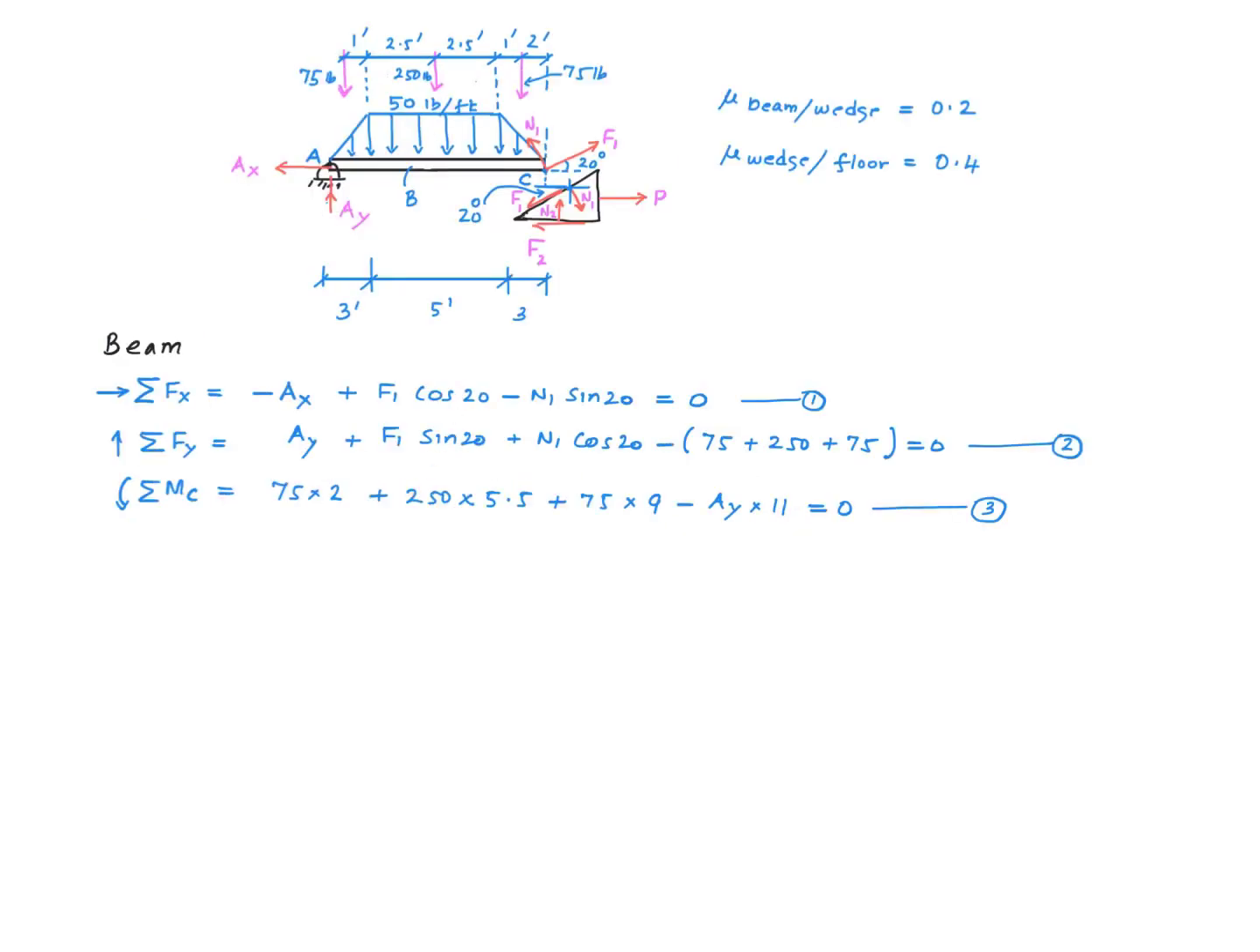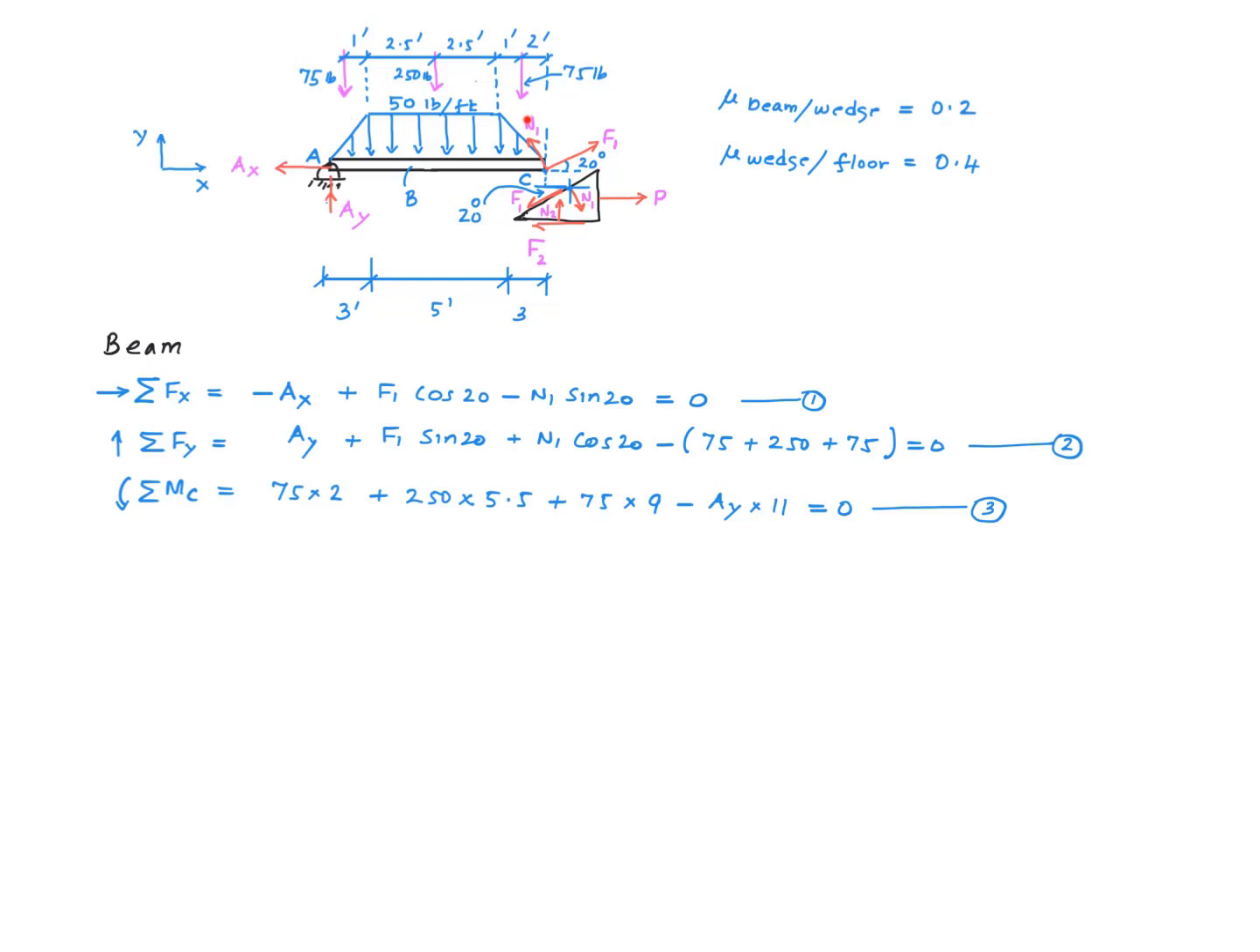Here are the equilibrium equations associated with the beam, 2 force equations and a moment equation. In equation 1, we sum the forces in the positive x direction and set it to 0. Ax goes in as a negative term. It's already in the x direction. And F1 needs to be resolved in the x direction. So that will be F1 cosine 20 degrees, because this angle is 20 degrees right there. And the F1 cosine 20 is going to be a positive term in this equation.